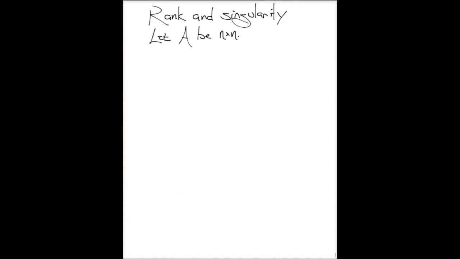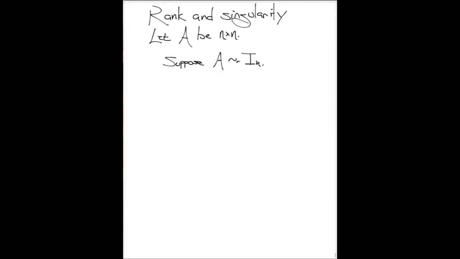In this final video for the section, we'll draw some tight connections between rank and the singularity, or lack thereof, of a square, or n by n, matrix. So for this entire conversation, unless I say otherwise, A will be not an arbitrary, but an n by n square matrix.